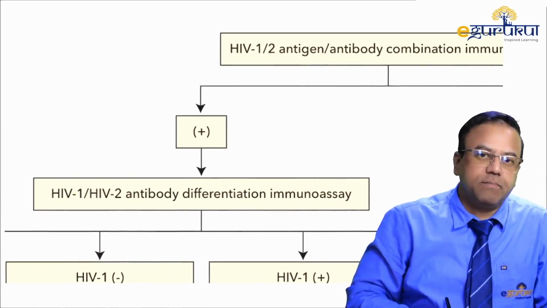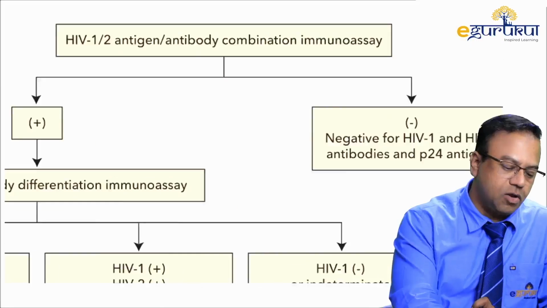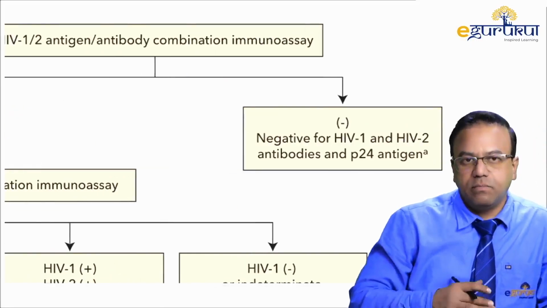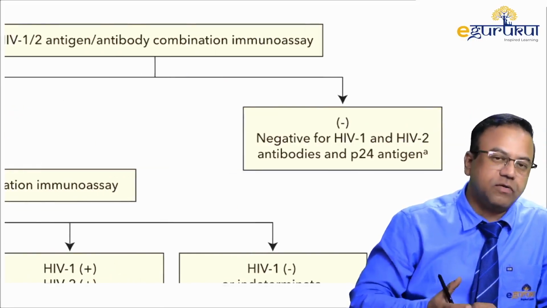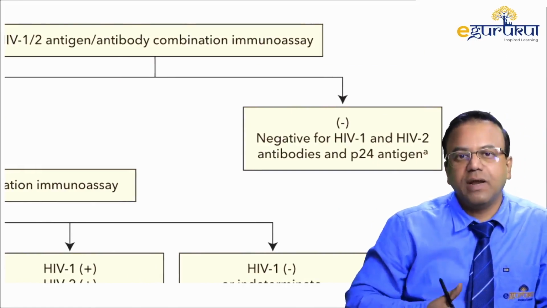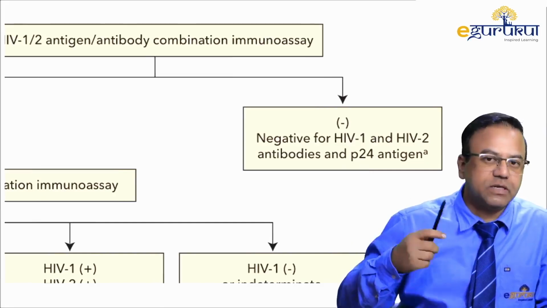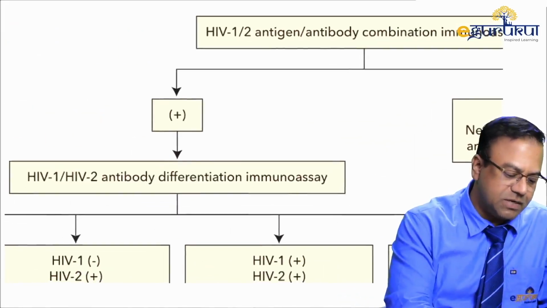Once it's positive, particularly in a chronic HIV, the patient should have one of the two: either the P24 antigen should be there or the antibody should be there. If they're all negative, then obviously this patient does not have HIV, because this test is reasonably sensitive.